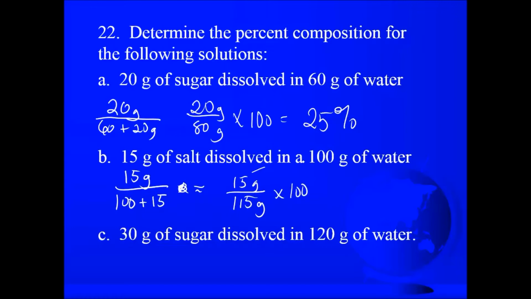Because it's the part divided by the total. Just like if I was to ask you, okay, find me the percentage of girls in this room, what would you do? Count up the number of girls, and how many other people there are, how many total people there are. Okay, so this would be girls, and this is girls plus boys.